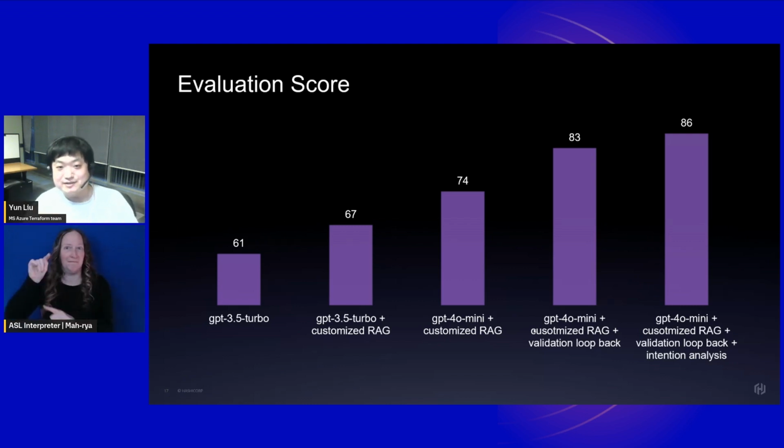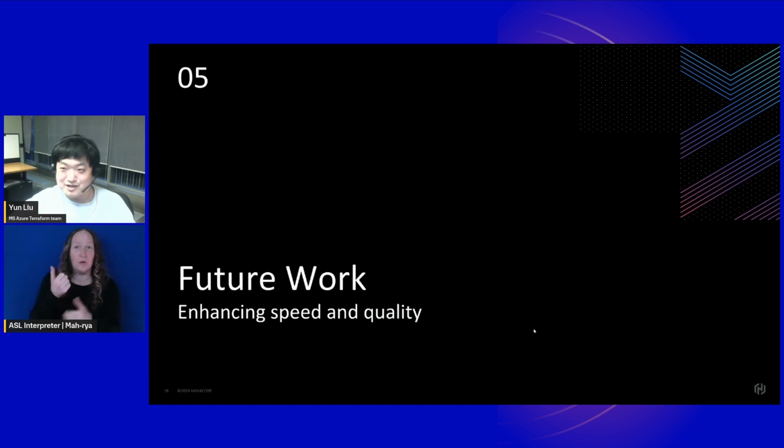So we also have a plan to make sure that our evaluation score exceeds 90 in the future. If we approach this, for example, with better models and more detailed analysis of users' input, we are trying all kinds of things to make this happen in the future. Okay, since we talk about the future, I also want to mention a few future works to enhance speed and quality and, of course, user experience when users use our service.